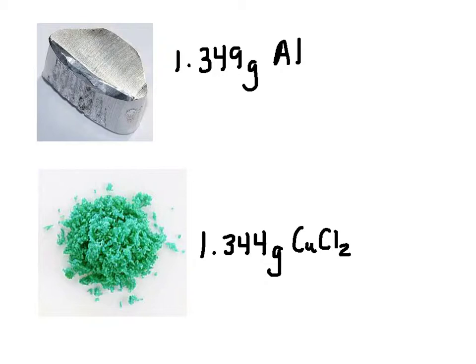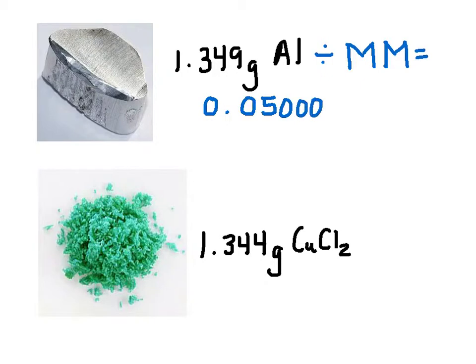For your convenience, I've recopied the values and the identities of the substances over here. We have 1.349 grams of aluminum. We have to divide by the molar mass in order to get the number of moles, and if you look up the molar mass of aluminum, it's 26.98154, and when we do that, we get 0.0500, using the right number of significant digits, moles of aluminum.